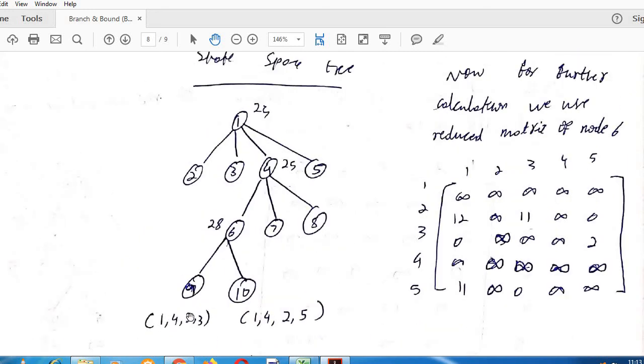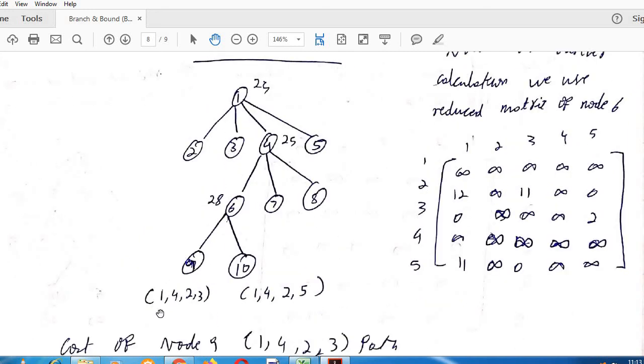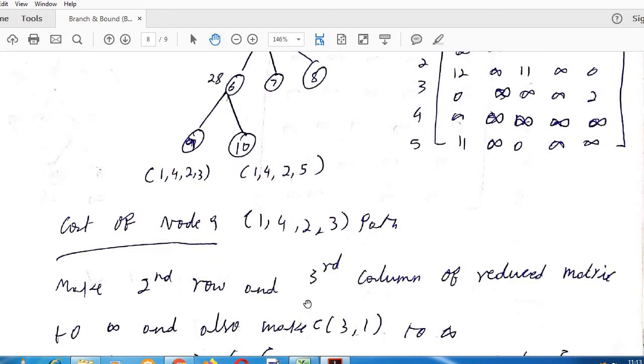So node 9 represents the cost of traversing from node 1 to 4, 4 to 2, and 2 to 3, and node 10 represents the cost of traversing from node 1 to 4, 4 to 2, and 2 to 5.